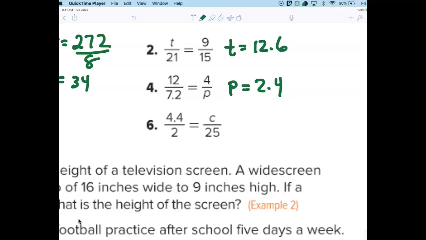Brilliant. Do number 6. Saw you roll your eyes at me. Number 6. What do I multiply? Don't tell him. And then, man, I'm good, aren't I? What did you get, Oscar? Anybody else get C equals 55? I told you I was good, Oscar. Just gotta listen, man. All right, here we go.